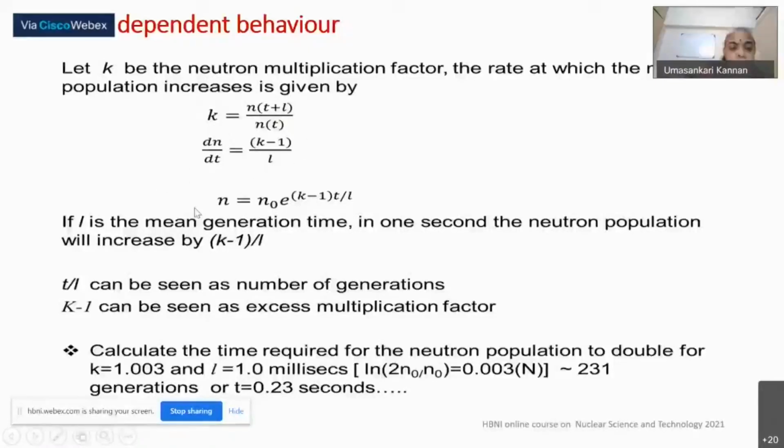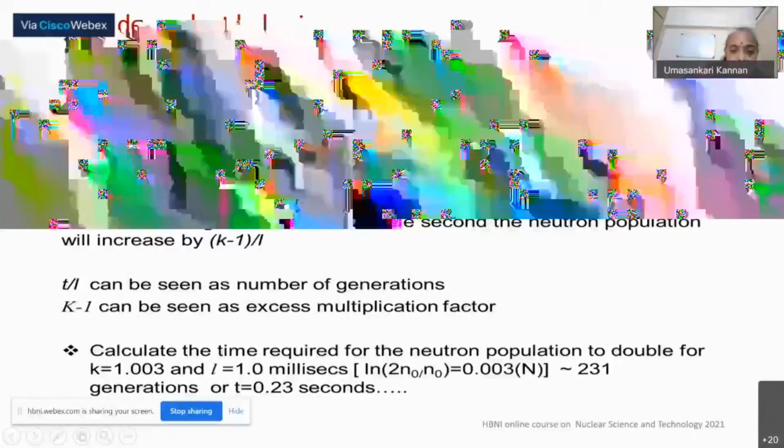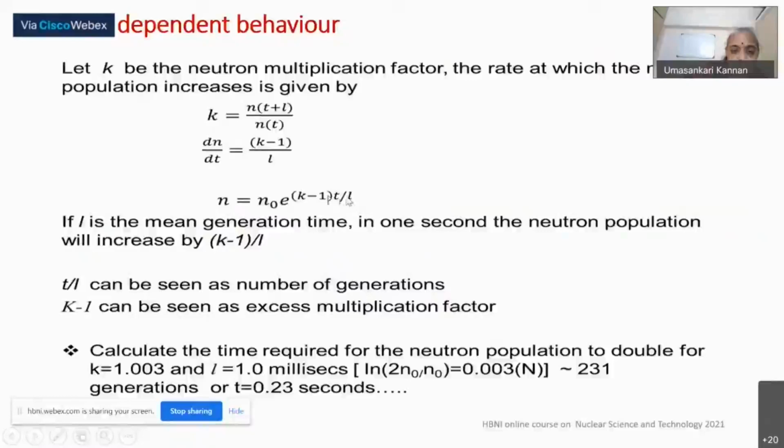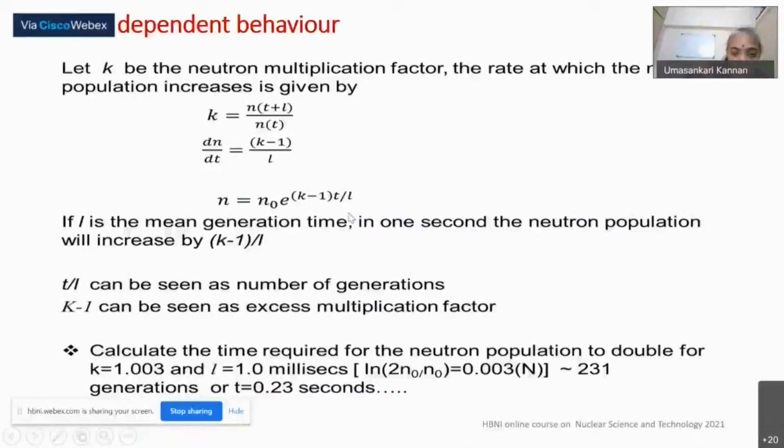If I integrate this equation, I get N is equal to N naught into E to the power of K minus 1 into T by L. So this is our governing equation for the neutron population to increase with time. Now L is the mean generation time. So in 1 second, the neutron population will increase by K minus 1 by L. T by L can be seen as the number of generations, and K minus 1 is seen as an excess multiplication factor.